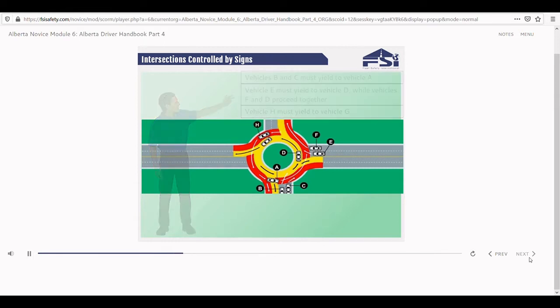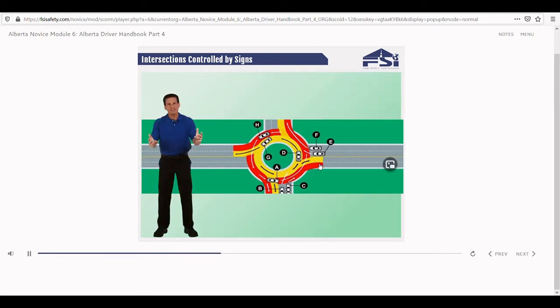Whoa. What the heck is yielding to who? It's saying white arrow traffic needs to yield to black arrow traffic. When you are leaving the traffic, their first example is B and C need to yield to A. B, C, and A are all following a white arrow. What does that tell me?